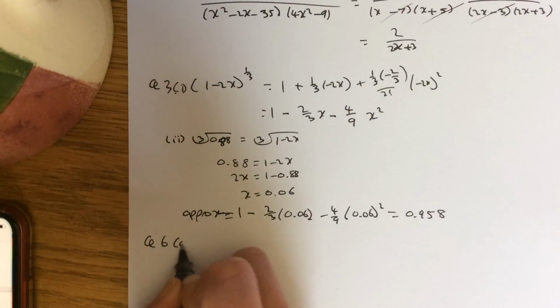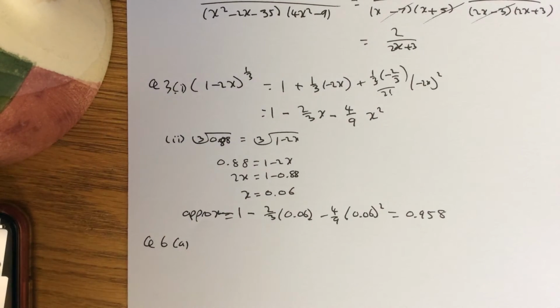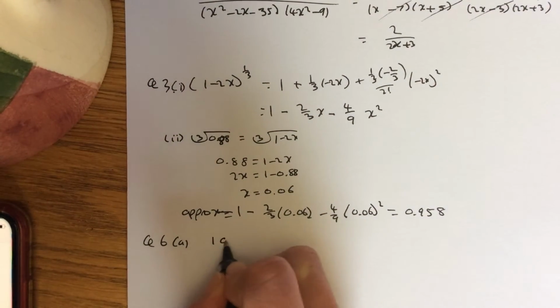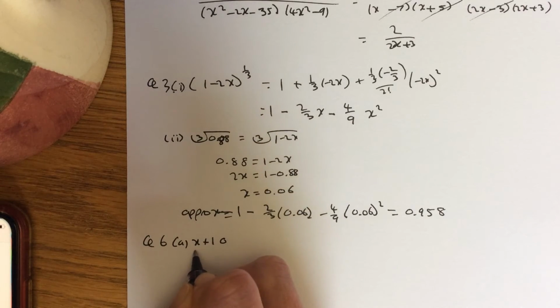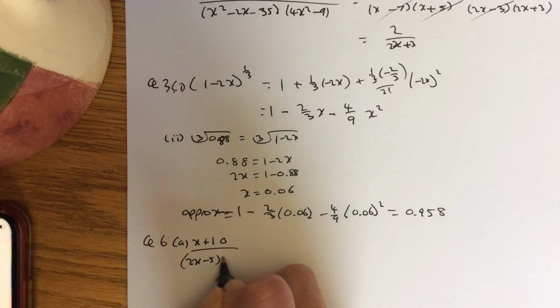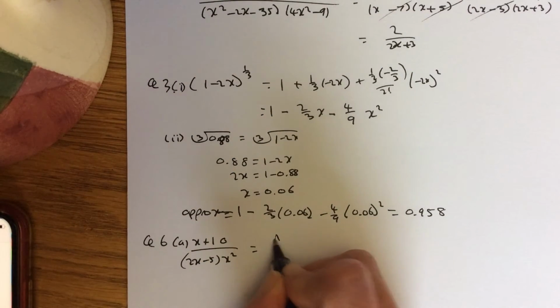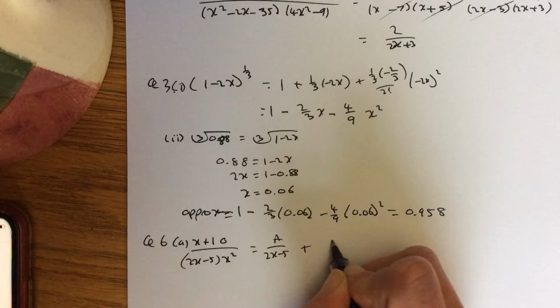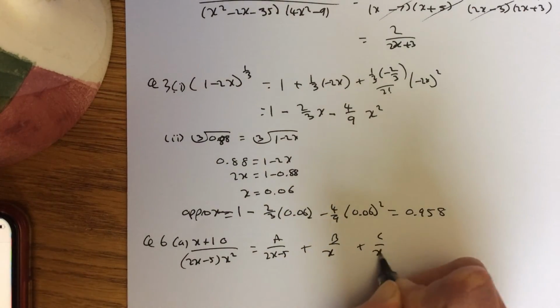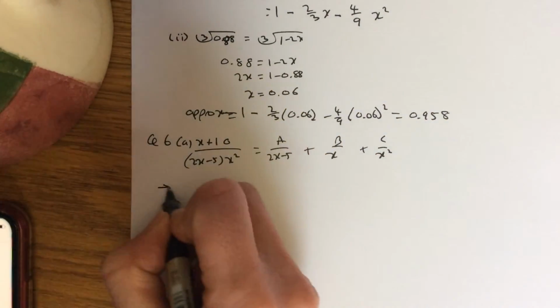And now it's question 6a. Just get this up on the phone here a second. So 6a. Use the partial fractions to rewrite x add 10 over 2x minus 5 all squared. Okay, so it's a repeated root. That's the first thing I've noticed there when I'm writing this out. So I'm going to write that as a over the first plus b over the x plus c over the repeat. Now work out your top lines.